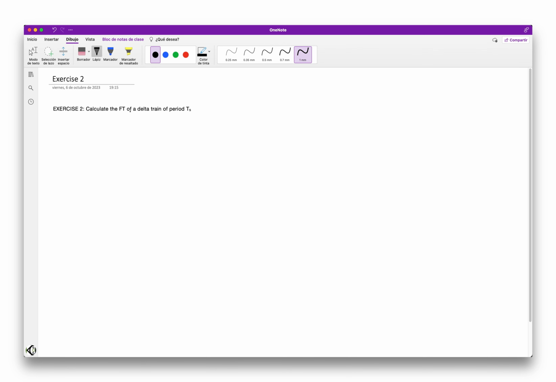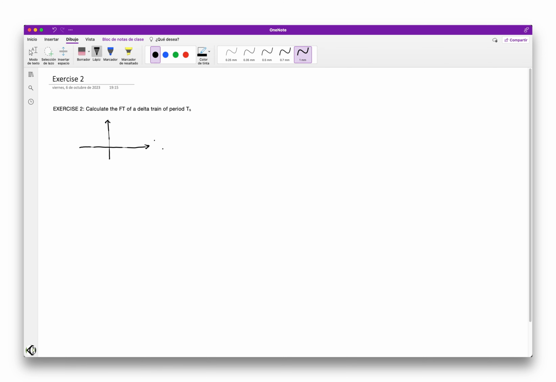In this exercise number 2 of the Fourier Transform lesson handout, we will calculate the Fourier Transform of a delta train. This is a very important Fourier Transform because it has wide applications. So first of all, let's remember what a delta train is. A delta train is the following.